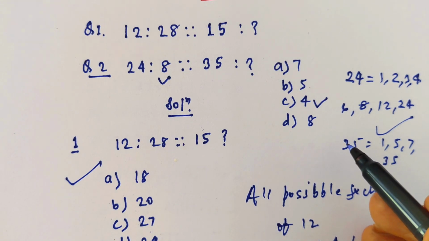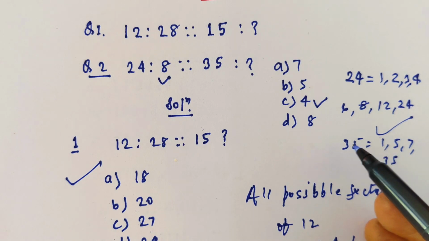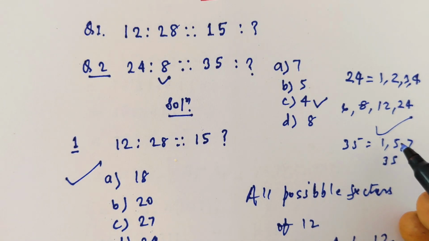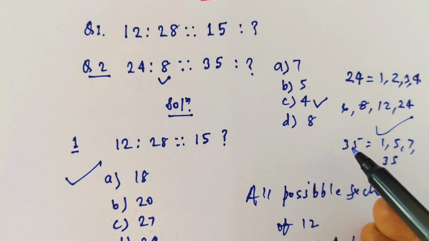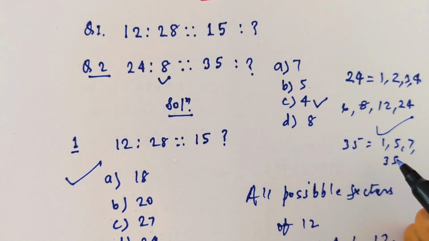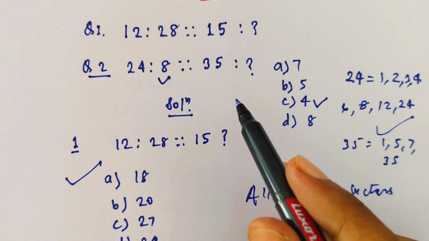You can check once again for 35. What are the possible factors of 35? It is divisible by 1, it is also divisible by 5, it is also divisible by 7, and it is also divisible by 35. After that, there is no extra number that divides this number exactly. So there are 4 possible factors. So option C is the right answer for this particular question.